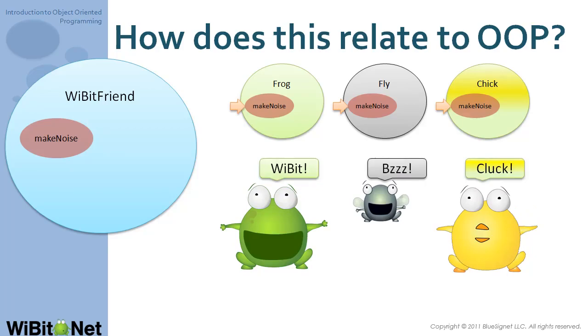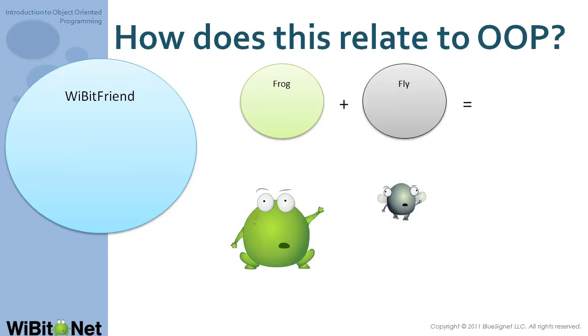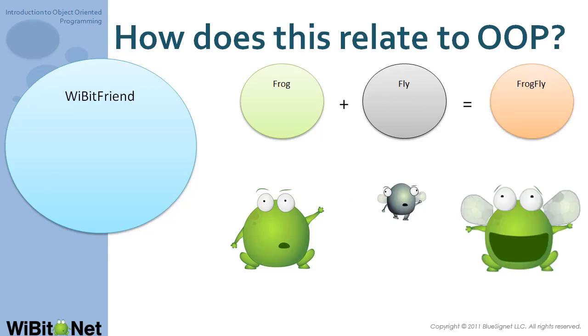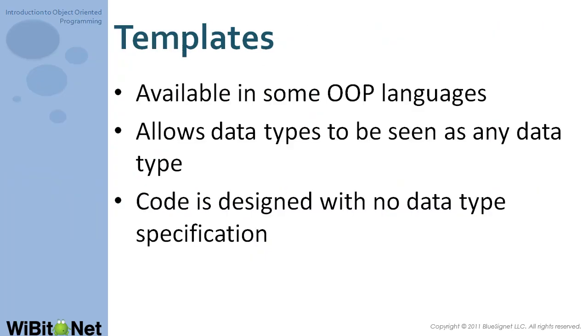Cluck! Cluck you! I don't have to even beep that one out. Cluck you! So how does this relate to object-oriented programming? Well, let's say you want to add a frog and a fly. Yeah. What do you get, Kevin? You get a frog fly! I don't even know what noise that makes. It's... Bezorbit.